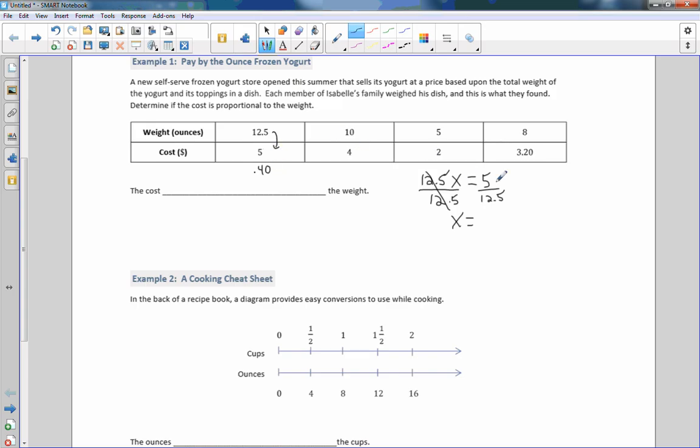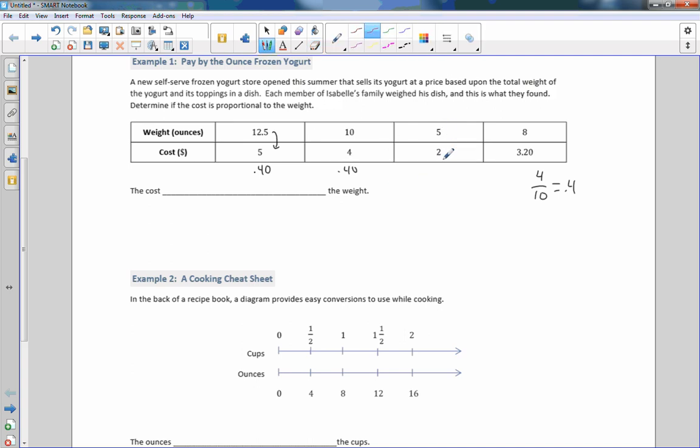The next one's pretty easy. If I'm going to divide the bottom by the top, because that's what I did here, bottom divided by the top, I'm going to get 4 divided by 10. Well, if I just say that, 4 tenths is 0.4. So again, I got 0.40, which is the same. Okay, so now let me just erase this here, get this out of the way, we're done. And I'm going to continue in this fashion with the rest.